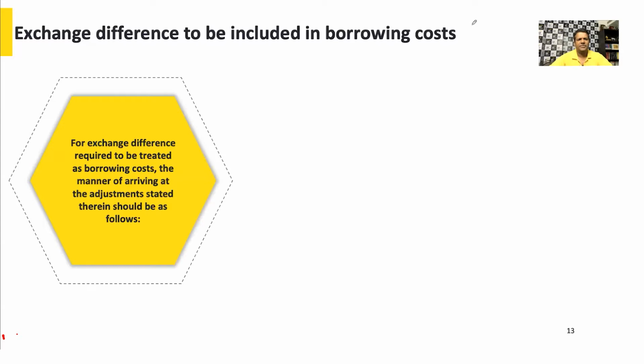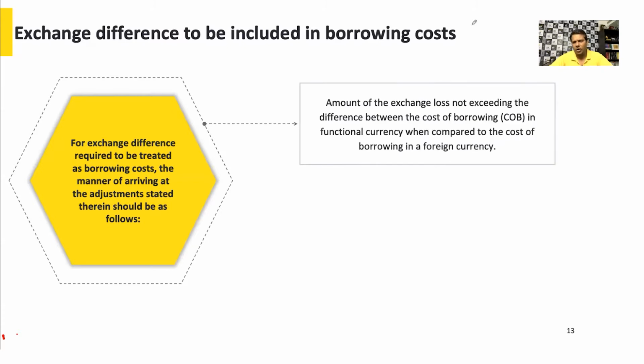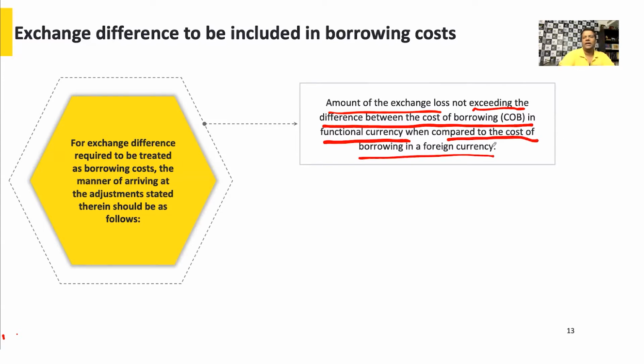So for exchange differences required to be treated as borrowing cost, the manner of arriving at the adjustment stated therein should be as follows. Amount of the exchange loss not exceeding the difference between the cost of borrowing in functional currency when compared to the cost of borrowing in a foreign currency, right?